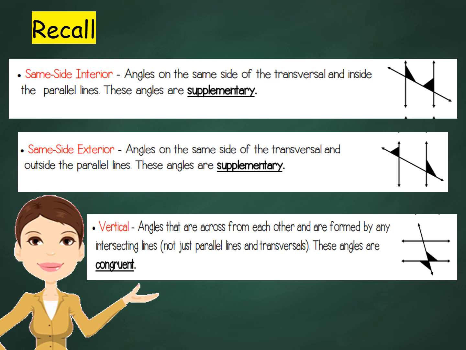So angles that are across from each other and are formed by any intersecting lines. So it may be parallel lines, so not just only parallel lines but also any other forms of lines. These angles are also congruent. So let's discuss now. Magkakaroon na tayo ng isang example, or more examples rather. So unahin muna natin dito sa ating example ang find the value of x.